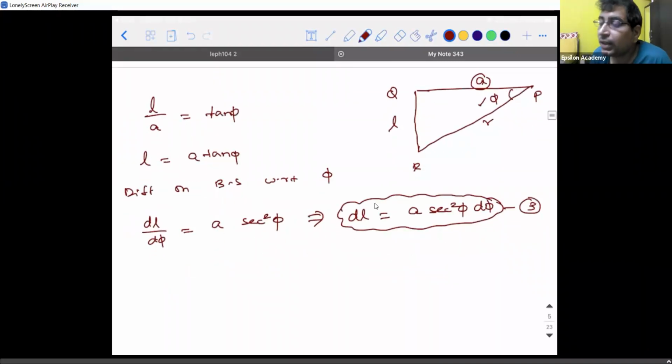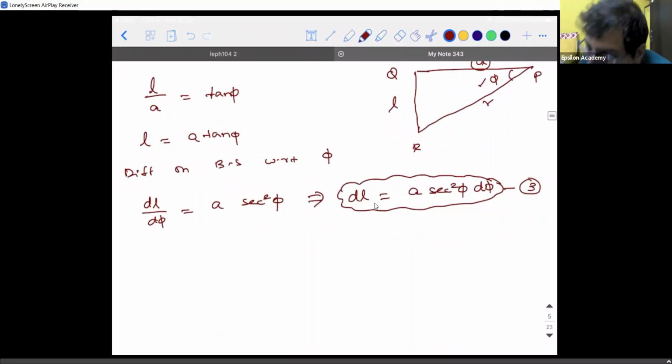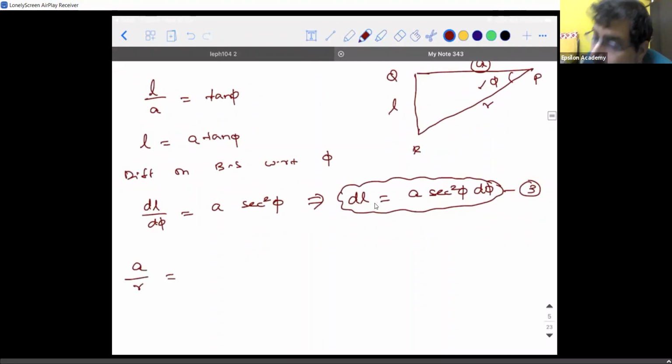What is the relation between R and A? A divided by R is cos phi, which implies R is equal to A secant phi, and let me call this as 4.